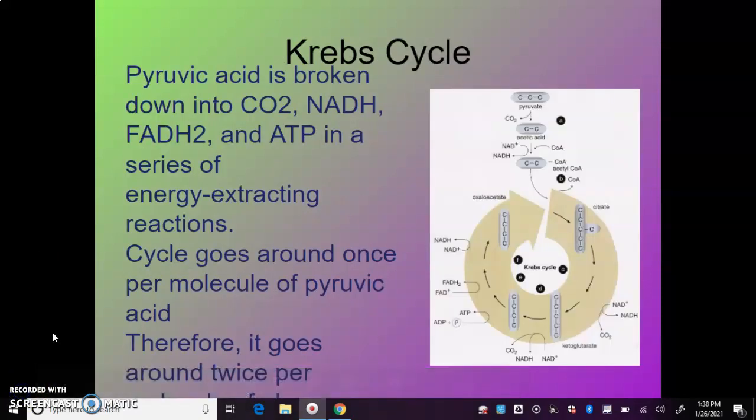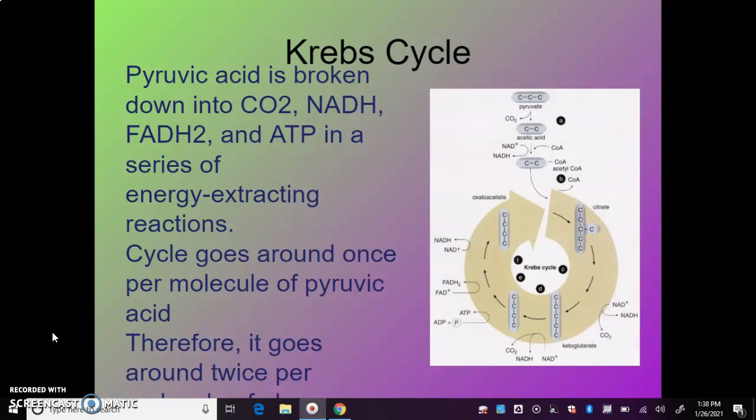So if you look at the diagram on the right here, you can see that we're starting with pyruvic acid or pyruvate. Remember, that's a 3-carbon. So notice how that 3-carbon is then broken down into what's called acetyl-CoA. Acetyl-CoA is a 2-carbon. So we're losing a carbon in pyruvic acid, and the carbon's leaving as carbon dioxide. So that's how you're making carbon dioxide. The carbon from the pyruvic acid leaves. You also in the process make NADH.